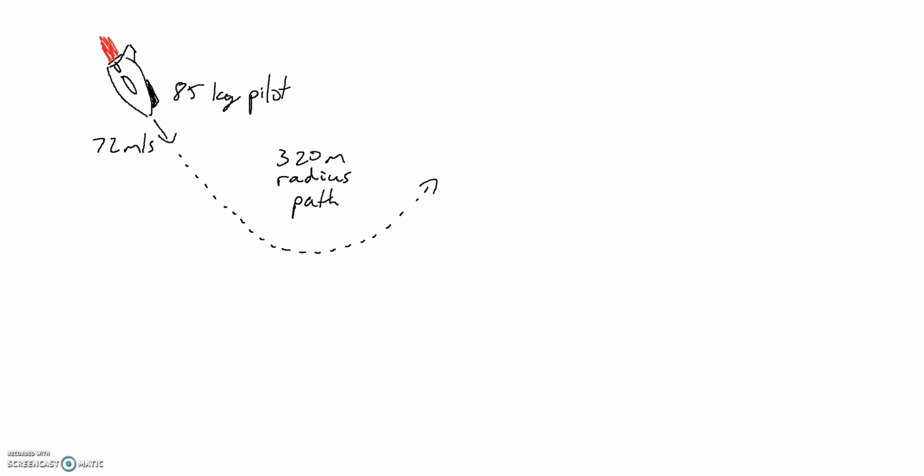We've got an 85 kilogram pilot traveling at 72 meters per second in a jet or an airplane, and he's going to swoop up, and the pathway is going to have a 320 meter radius.